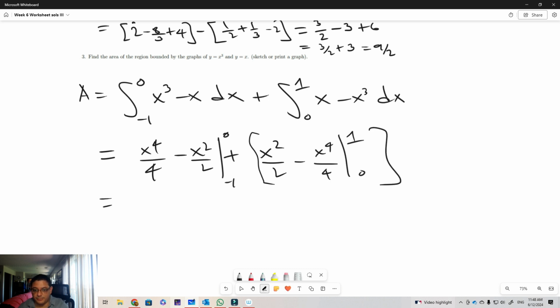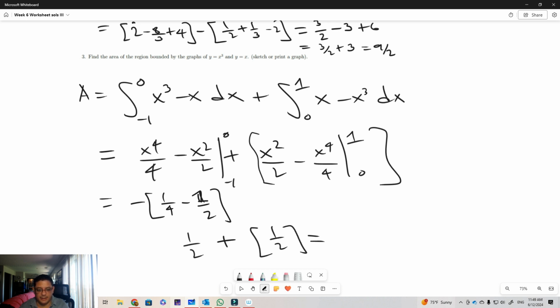Now, if I plug my numbers in at 0, obviously this is going to be 0. So it's only a matter of minus 1. I'm going to have a minus, and then plug in minus 1. I have 1 over 4 minus 1/2, which is clearly going to be minus 1/4. So with the minus here it is just 1/4. And then plus, if I plug in here, it's clearly just 1/2 minus 1 over 4, so it's going to be another 1/4. And the whole sum is going to be 1/2.